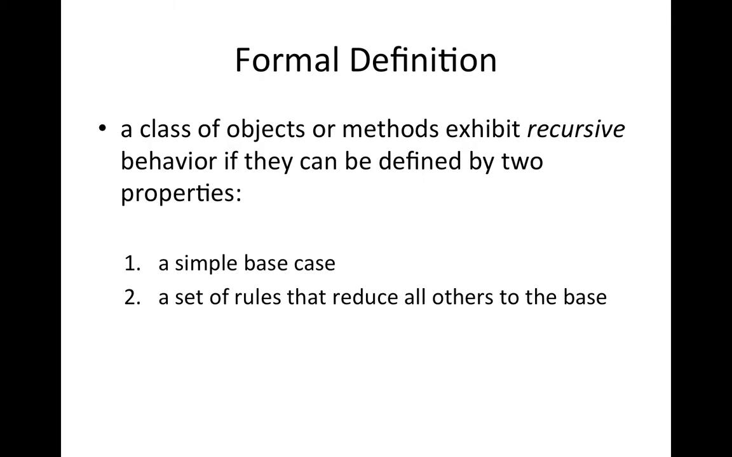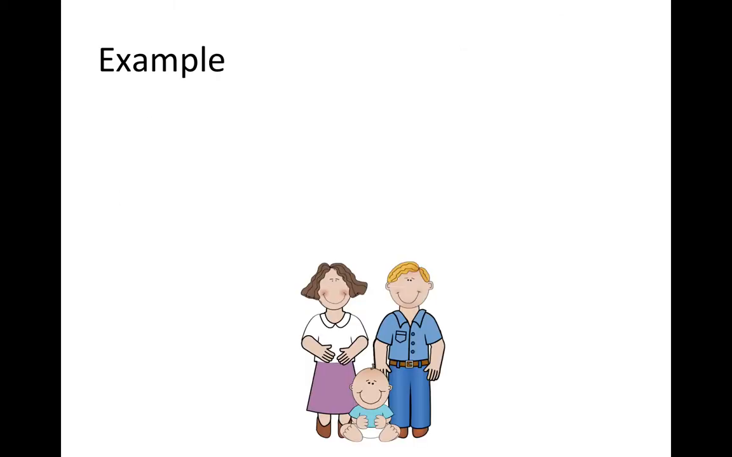In mathematics and computer science, a class of objects or methods exhibit recursive behavior if they can be defined by two properties. The first, a simple base case, and two, a set of rules that reduce all others to the base. So let's look at an easy example.